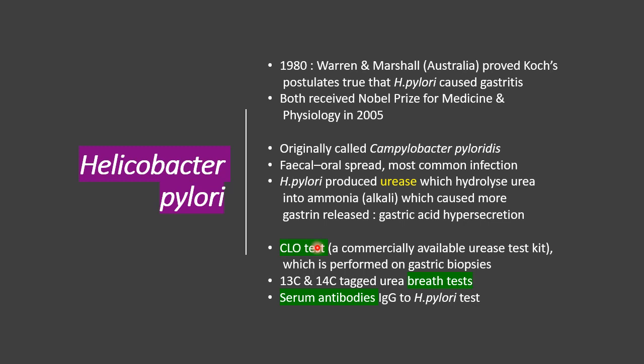Detection is through the CLO test, which is a commercially available urease test kit, where some tissue from the stomach is taken and placed in the kit. The change of color will indicate whether the test is positive or negative. It can also be detected by the breath test. Urea can be tagged, and the breath test can detect the presence of tagged 13C and 14C urea. And it can also be detected by antibodies, serum IgG to the H. pylori test.